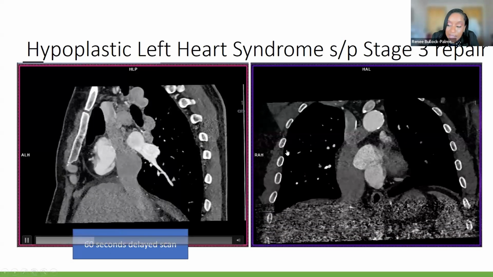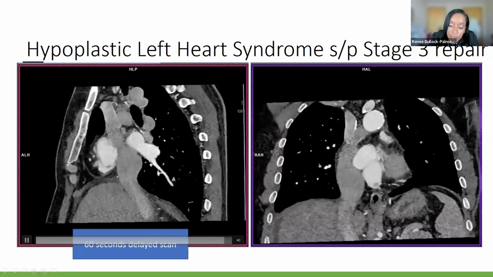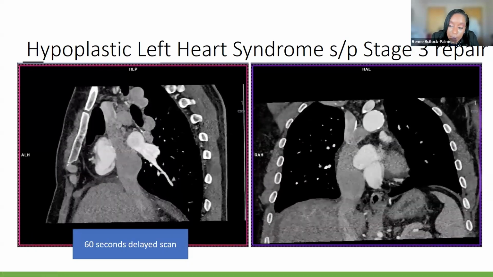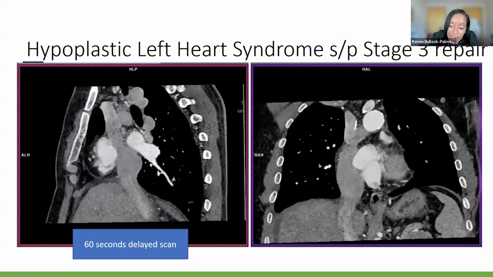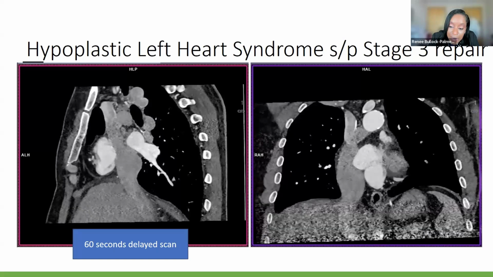So this is actually a case that we had in our lab, and this patient came to us through our pediatric cardiology colleagues. There was resting cyanosis, he was very short of breath, and he was referred for a cardiac CT.